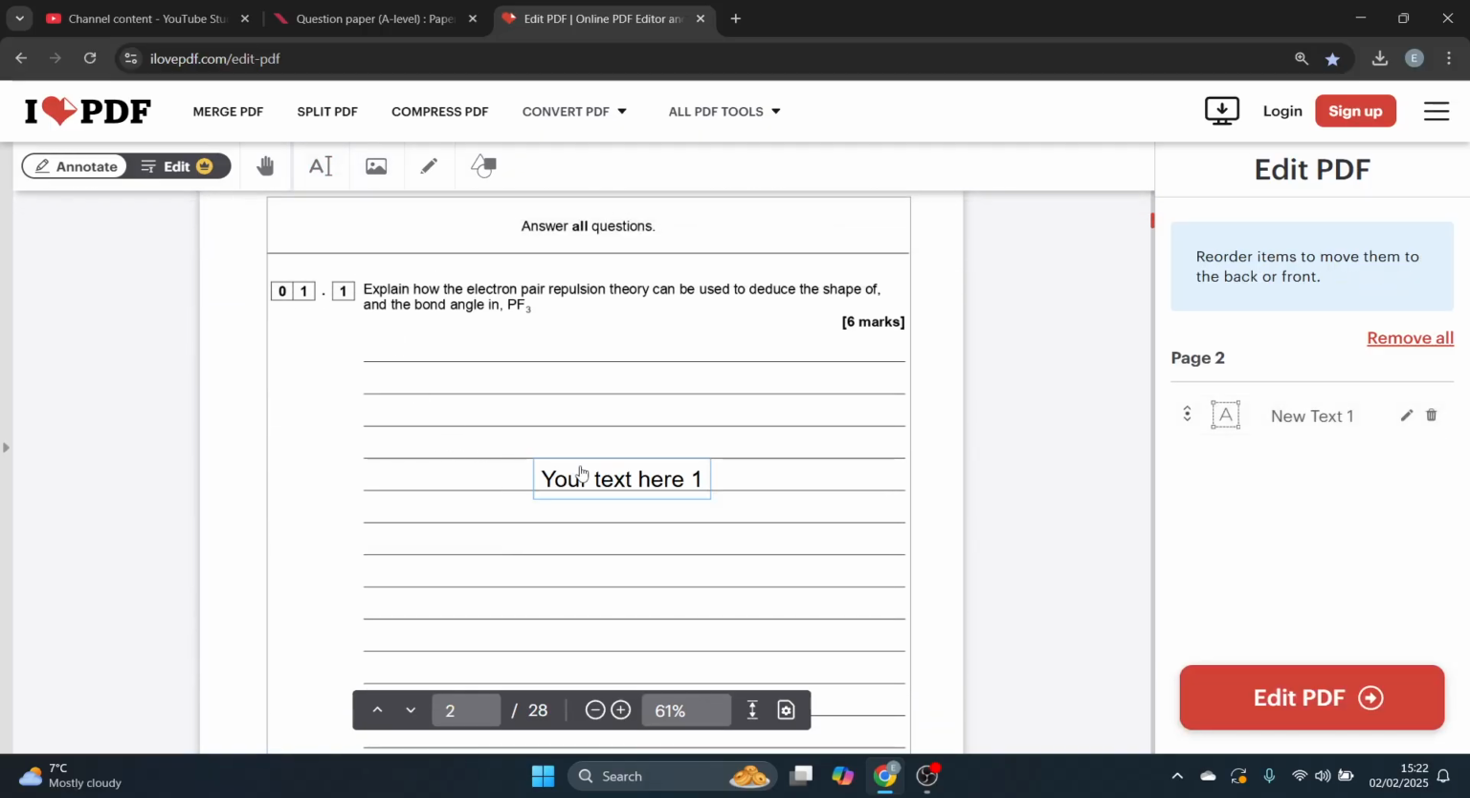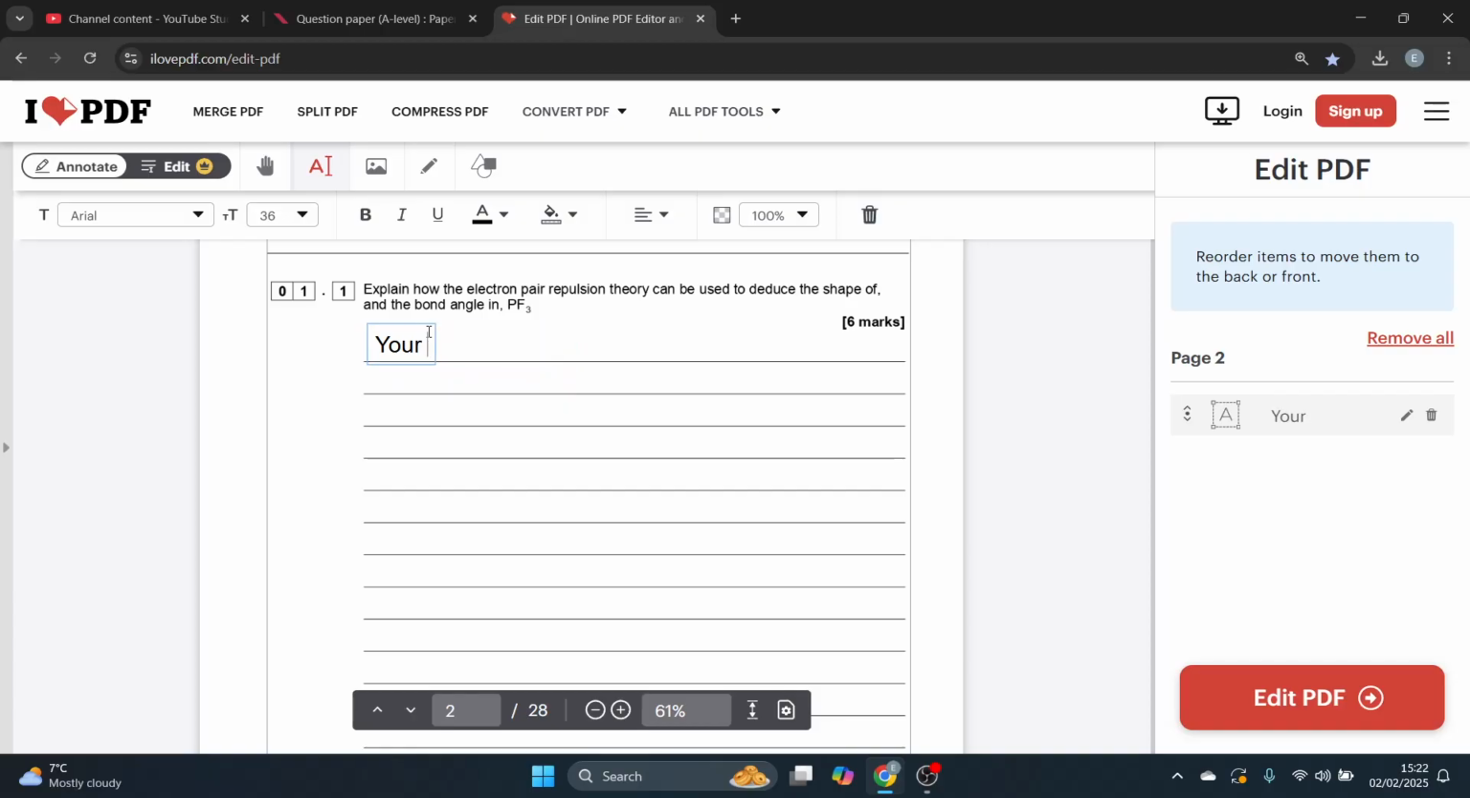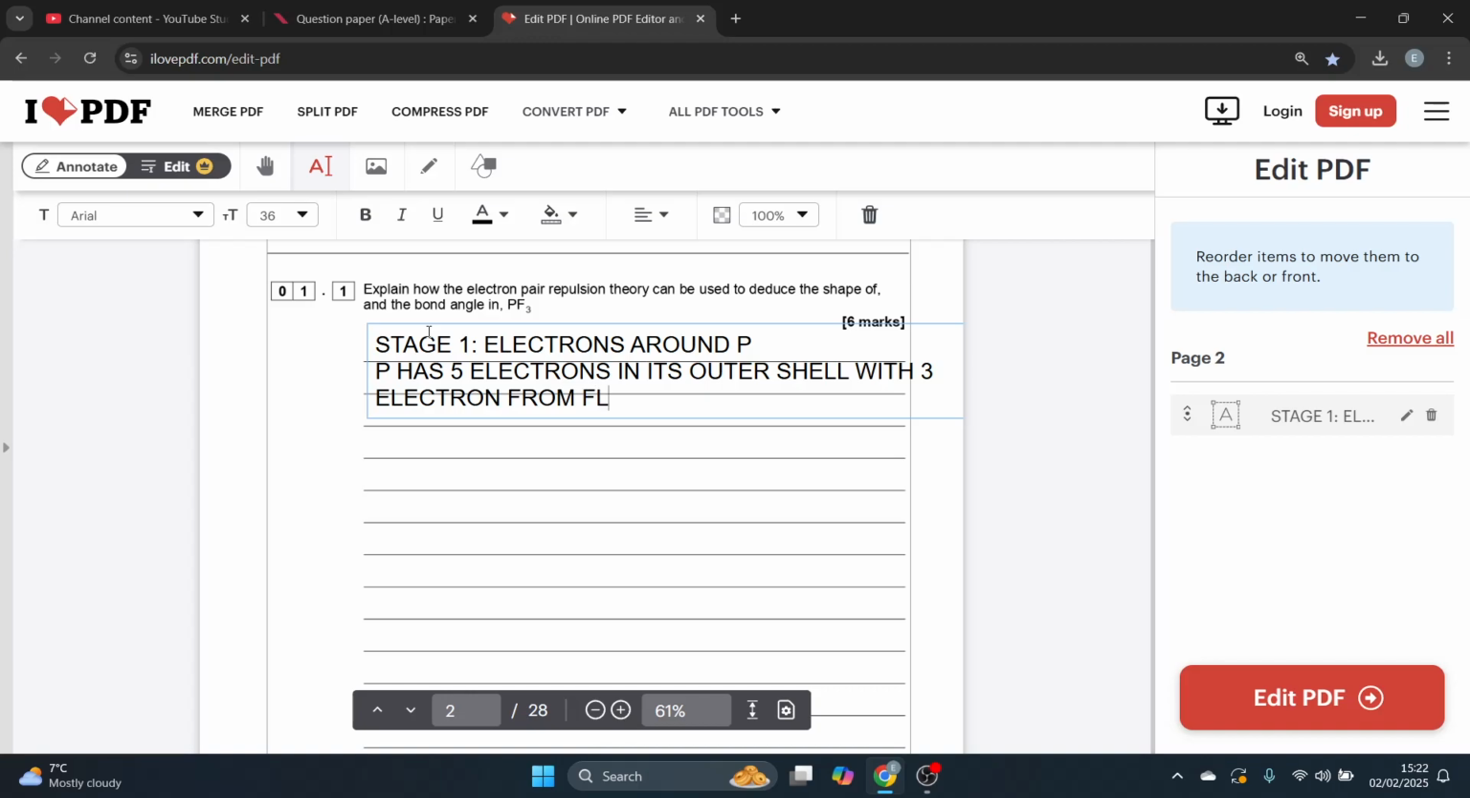Question 1. Explain how the electron pair repulsion theory can be used to deduce the shape and the bond angle in PF3. Stage 1, electrons around P. P has 5 electrons in its outer shell, with 3 electrons from fluorine, a total of 8 electrons in the outer shell. So 3 bonding pairs, 1 lone pair.